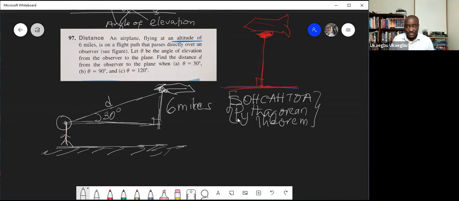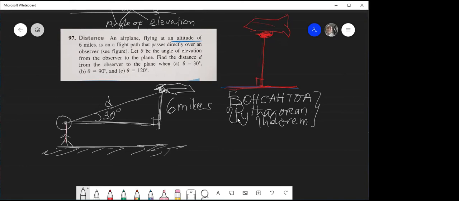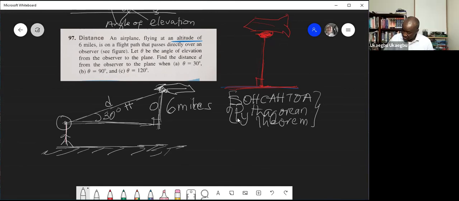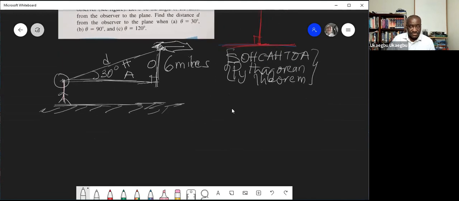So now, once you have a right triangle, the first thing you do is to identify your hypotenuse. So which side is the hypotenuse? Is it the d? Yes, thank you, that's correct. How about the opposite? It would be 6 miles. Thank you, that's correct. So the other side will be the adjacent. So now, looking at your trig ratios, which one do you use? Do you use sine or cosine or tangent?